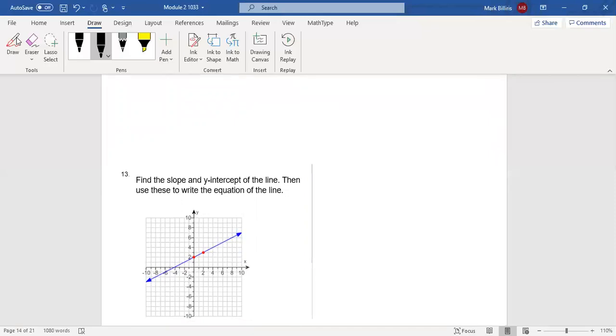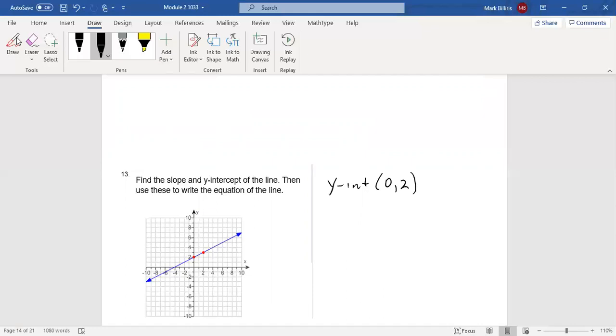So in this case, it says, find the slope and the y-intercept of the line. Okay, so the y-intercept is pretty easy. It's the point in which the graph goes through the y-axis, and it goes through at +2. So we know our y-intercept would have the coordinate 0 and +2, because remember, your x value is always 0 in your y-intercept. Now finding your slope.